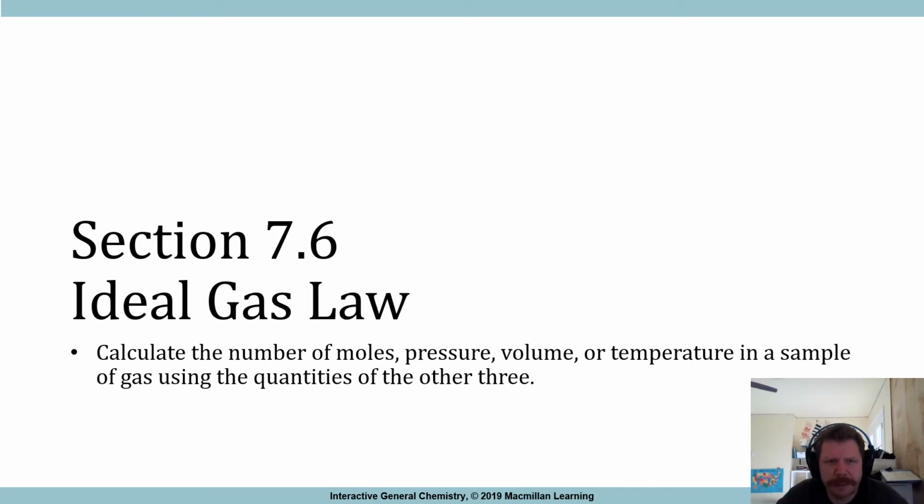Section 7.6, Ideal Gas Law. Calculate the number of moles, pressure, volume, or temperature in a sample of a gas using the quantities of the other three.